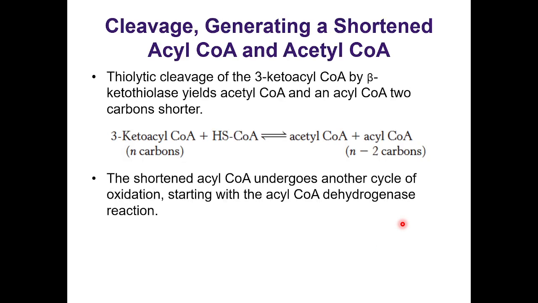The thiolytic cleavage of the 3-ketoacyl-CoA by the beta-ketothiolase yields the acetyl-CoA and the acyl-CoA, which is 2 carbons shorter. Note, by the way, that the naming of this is incredibly nice because it's beta-ketothiolase. See what that tells you? Which carbon are we acting on? It's 2 carbons down from the previous carbonyl, which is beta. It's a keto group. A thiol is going to attack it, and the -ase for enzyme.